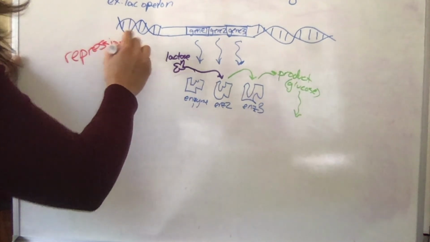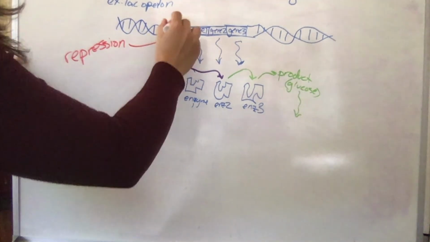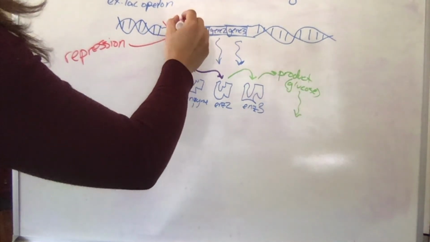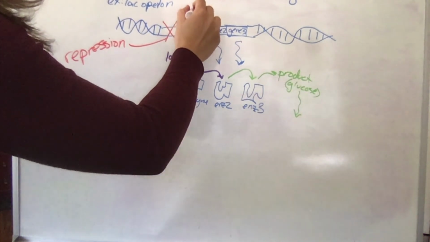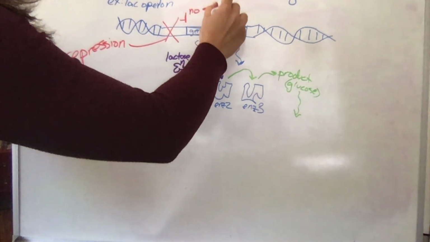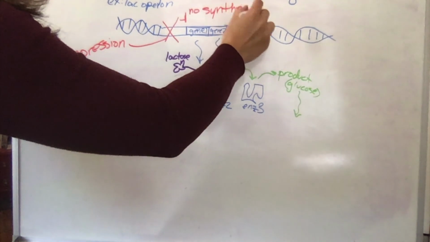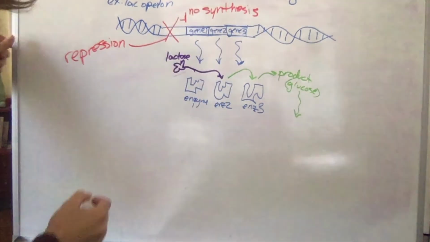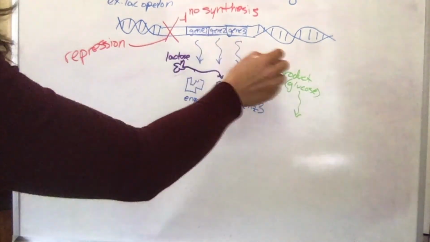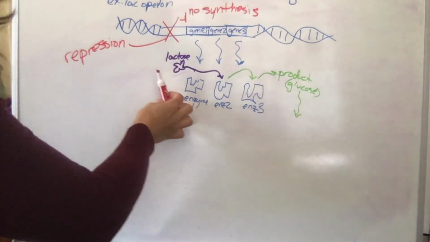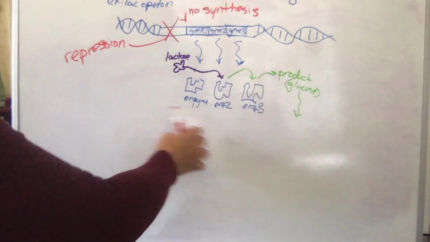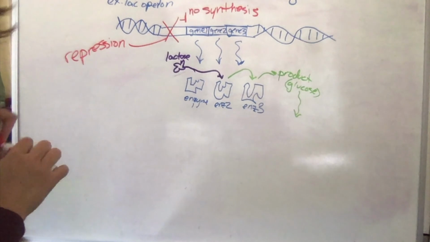Repression is where there is a blockade to this entire thing. So there is no synthesis of the genes on this DNA. That's repression. So none of this stuff happens. Therefore, there is no reaction here because there are no enzymes for this reaction to occur.